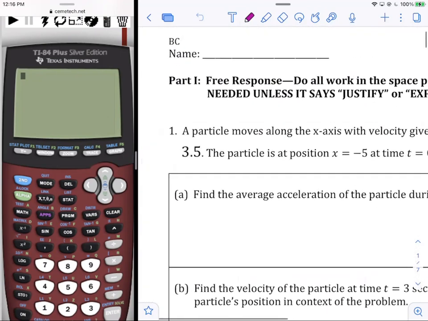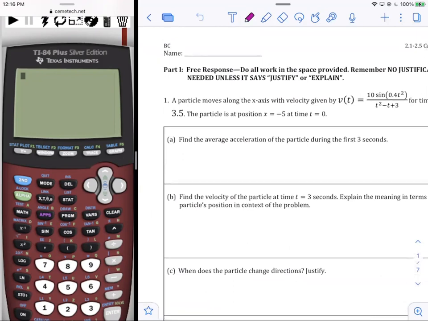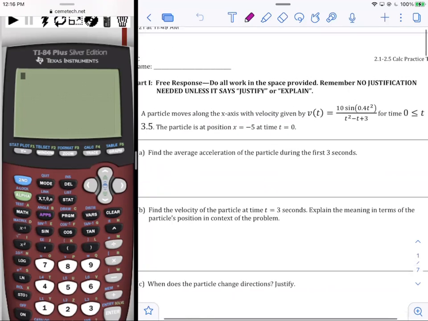All right, so these are all free response questions, but your test will have some multiple choice and free response. So I'll say this when y'all turn in your take-home test, it'll be show work for the multiple choice. All right, so particle moves along the x-axis.